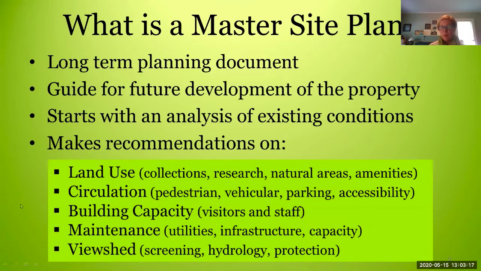So that means talking about what land we have set aside for our collections, what land for research, our natural areas, and other visitor amenities. We look at circulation, both pedestrian, vehicular, bicycle, parking, and accessibility for all of those visitors. We look at building capacity, both for our visitors and for staff, and we look at the maintenance of our grounds. So the utilities, our infrastructure, and our capacity here at the Arboretum. And then we also consider things like our view sheds, screening, hydrology, the use of water on our site, and protection of certain view sheds.